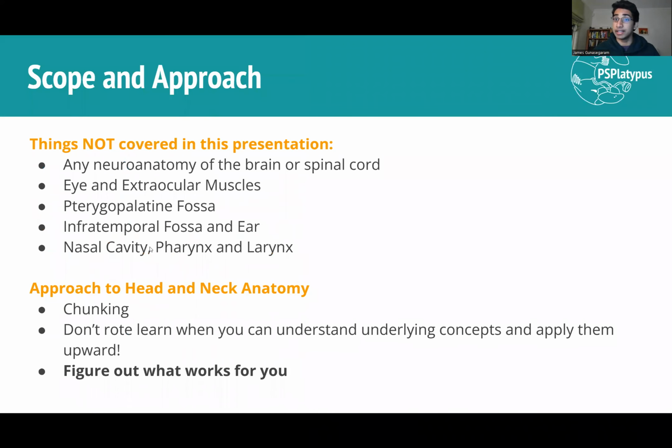So basically anything in this list is going to be covered in its own video or in part of another video, and so I'm not going to touch on them now, just for the sake of avoiding overlaps. But this should cover pretty much everything else that you need to know about head and neck anatomy. If there's anything that you feel we've missed or that you're unsure about, feel free to message us about it.